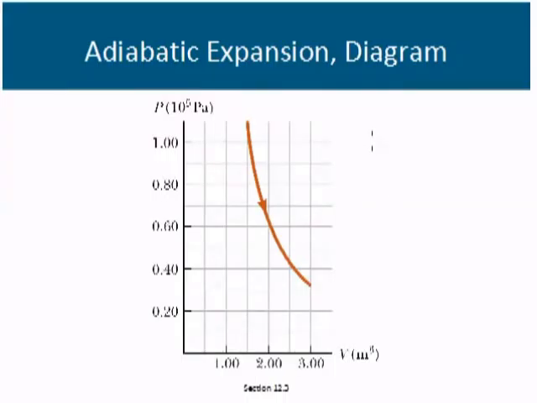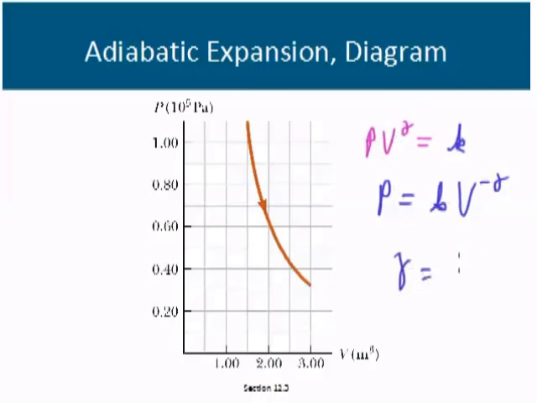In particular, you'll see that the governing equation behind this is that PV to the gamma equals constant. And so let's just call that constant K for now, and we'll see that P equals KV to the negative gamma, because just divide by V to the gamma. Gamma is given as C sub P over C sub V.